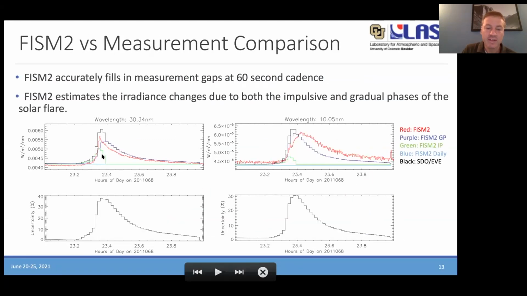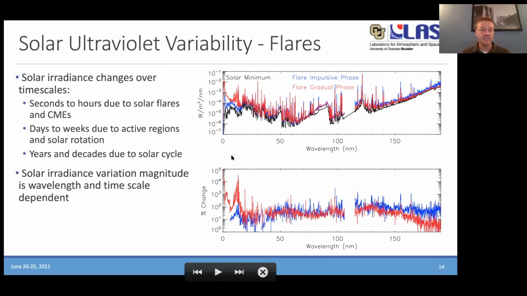And then you're able to then simulate flares. You see the black line are SDO-EVE measurements, and the red line are the FISM2 measurements of solar flares, as well as breaking it down into the impulsive phase, green, and the gradual phase, purple components if you want to do that. But red is really the final product. And then you get the uncertainties, the increase during solar flares. And you see a lot of variability. I already showed this slide showing the amount of variability, the percent change by orders of magnitude in some of these wavelengths during solar flares.